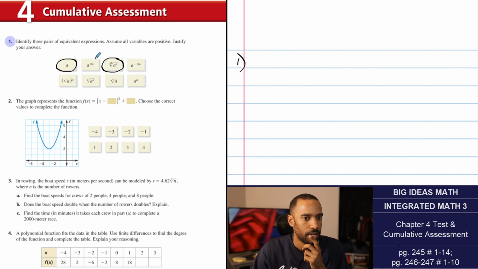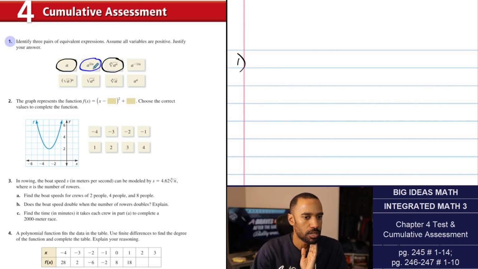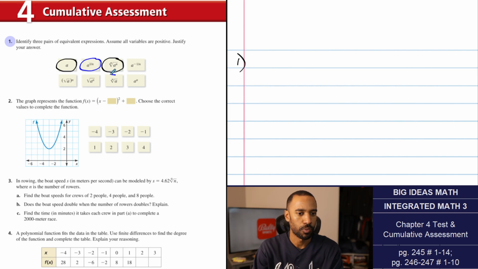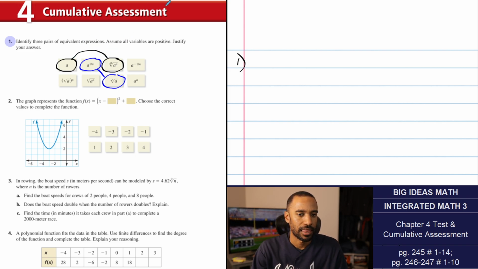That being said, it says 3 pairs. Okay, I thought it meant find 3 things that match. So that's a pair. This is a pair here, 1 over n and not that one, and the nth root of a. Those will be matches as well. So I'm going to kind of link them. Linky, linky.